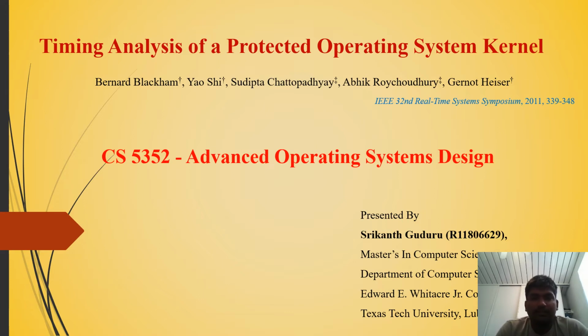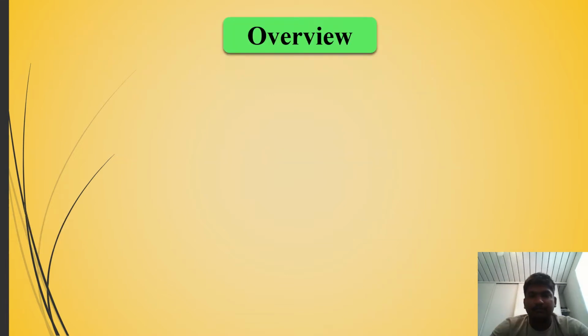Today my topic is on timing analysis of a protected operating system kernel. This topic belongs to IEEE 32nd Real-Time System Symposium 2011. In this topic, I will explain about SCL4 for an analysis of worst case execution time. Worst case execution time is due to the OS that offers virtual memory and protected address spaces.